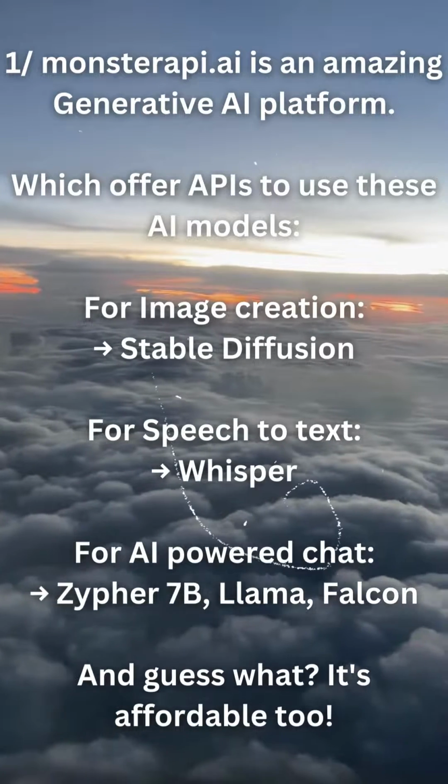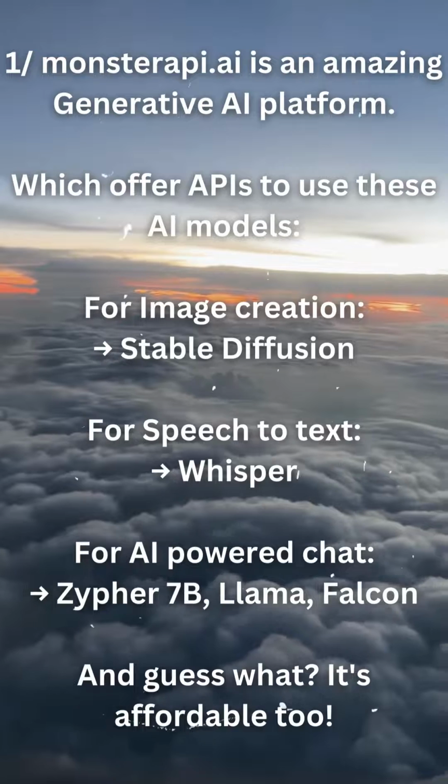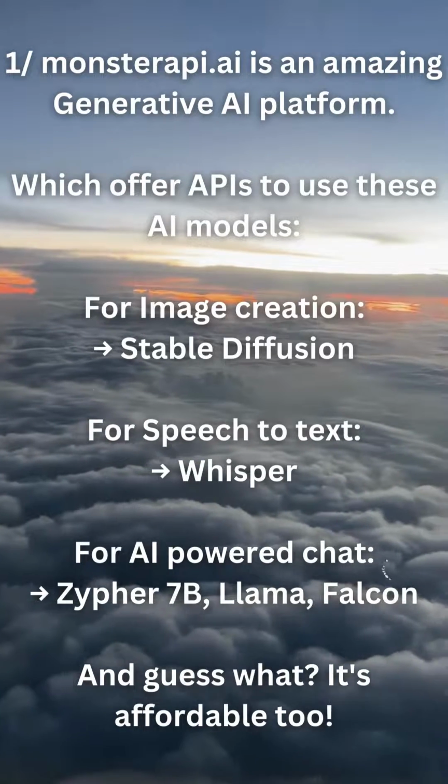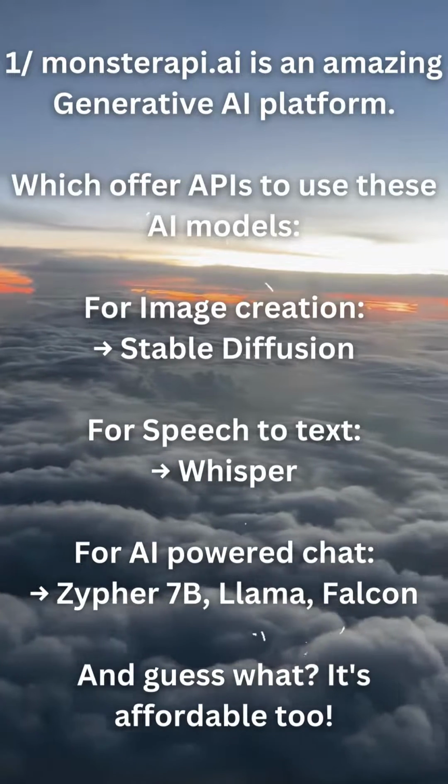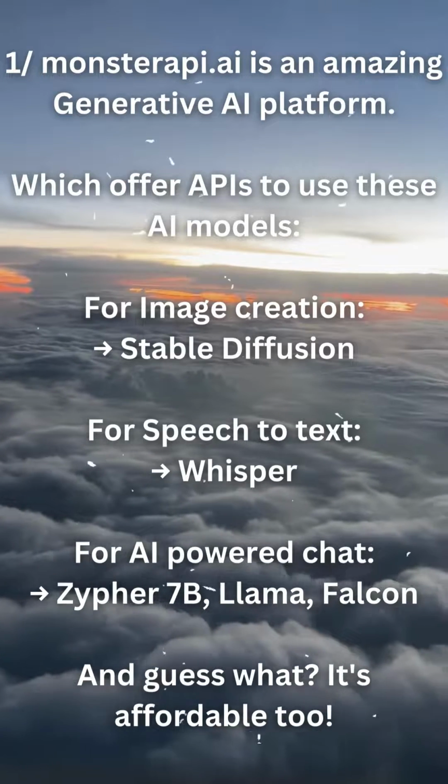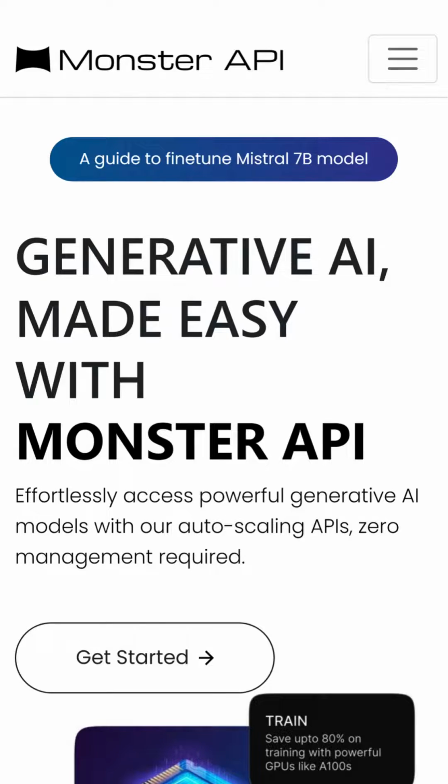1/ MonsterAPI.ai is an amazing generative AI platform, which offers APIs to use these AI models for image creation, Stable Diffusion, for speech-to-text, Whisper, for AI-powered chat, Zephyr 7B, Llama, Falcon, and guess what? It's affordable too.